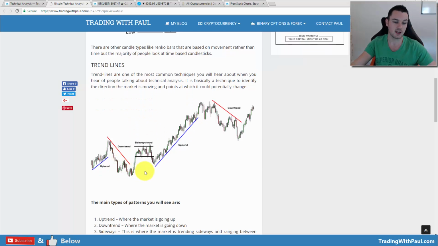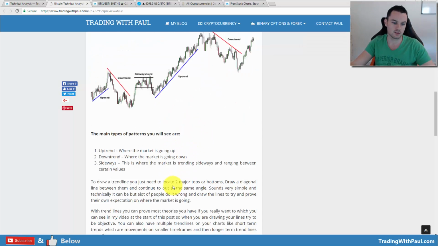Trend lines then. So trend lines show the trend of the market. So whether it's trending up or trending down, or whether it's going sideways and it's just ranging, trying to find where it's going to go. So you see the uptrend example here, downtrend here, and then a sideways market here, which is basically trending between certain values, and it's looking to see, is it going to break out going down or break out and go into an uptrend. So again, I'll show you how to draw these when we get onto the charts.